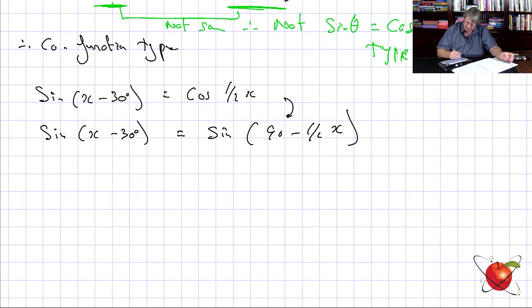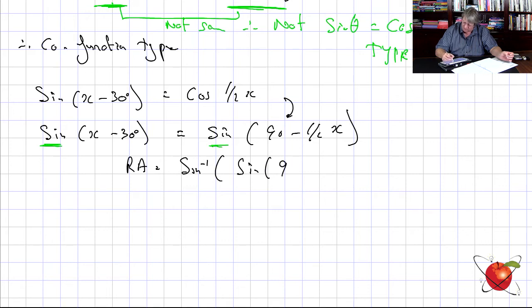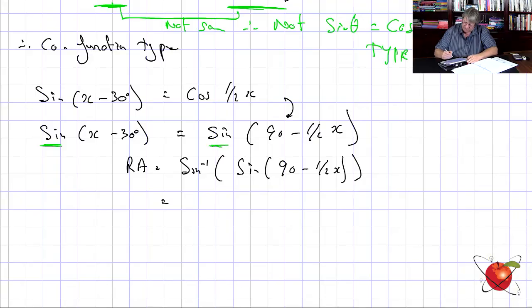Then I say, okay, therefore now I've got both sides the same, sine, sine. Therefore, I can take inverse sine of both sides. Therefore, my reference angle is going to be sine to the minus 1 of sine of 90 minus a half x. And that sine and that one cancel out, right? They don't. You can't divide through by sine. It's just the opposite function, like squaring a square root. Same concept. That becomes 90 minus a half x, like so. Now, therefore, I've got it.